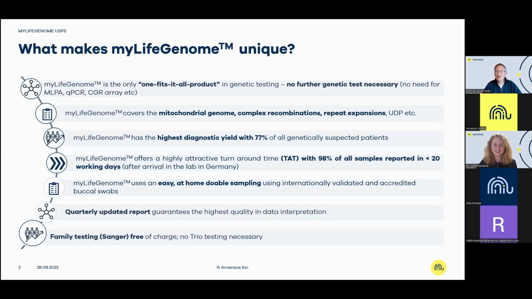And therefore, allow me, because I've realized that there are some colleagues being the first time in this webinar, to give you a very short overview. The first remarkable characteristic of the genome is that with the combination of a good sequencing technology and an excellent bioinformatic pipeline, it is really the one-fits-all product. If we see it a little bit from the commercial side, that means no need for all of these additional tests because the genome covers their advantages, their sensitivity, and their specificity.